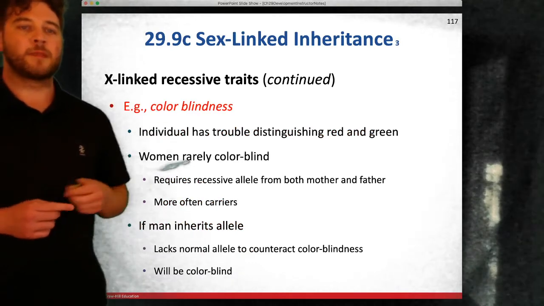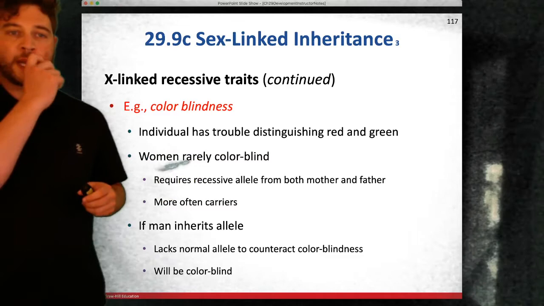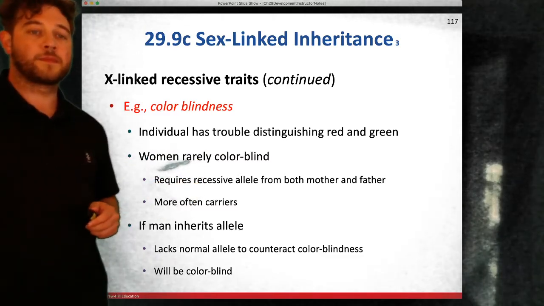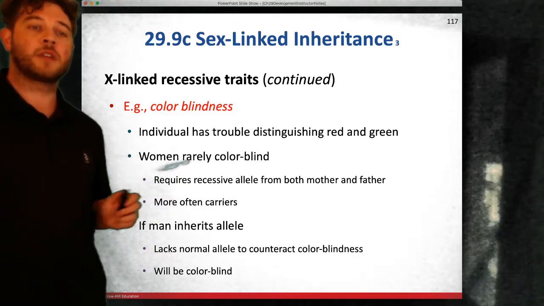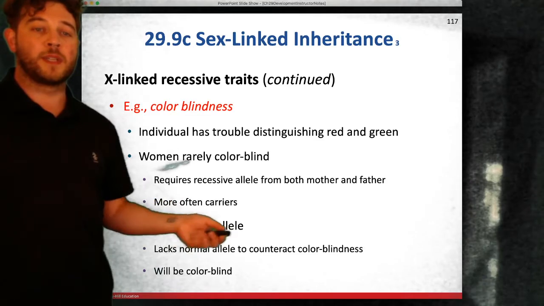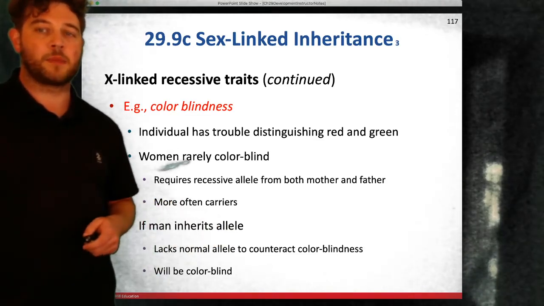Color blindness: the individual will have trouble distinguishing red and green. Women are rarely colorblind, since it requires both recessive alleles. They are typically carriers. Men will inherit the allele, lacking the normal one to counteract it, and so they will exhibit the colorblind phenotype.